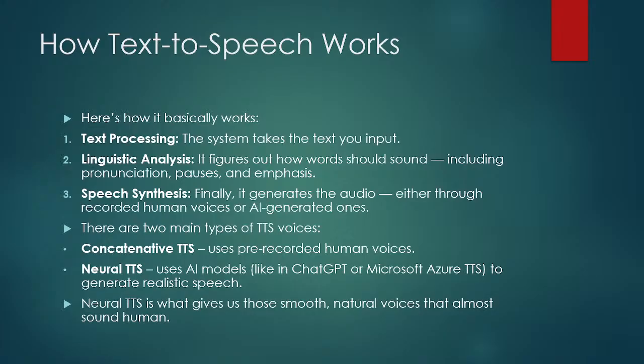This is mostly AI text to speech, just like talking with your ChatGPT or your Microsoft Azure. This is what they use, neural text to speech, which generates realistic speech. Neural text to speech is what gives us those smooth, natural voices that almost sound human. If you've had a conversation with ChatGPT or with Copilot, you should know exactly what neural text to speech is. But in this video, we're working with concatenative text to speech, where we use a pre-recorded human voice to create our own text to speech.